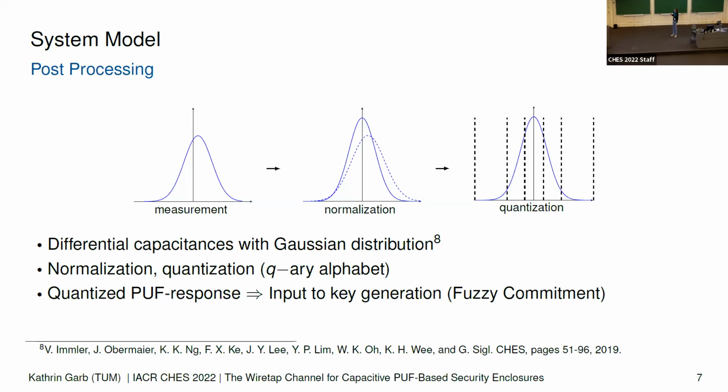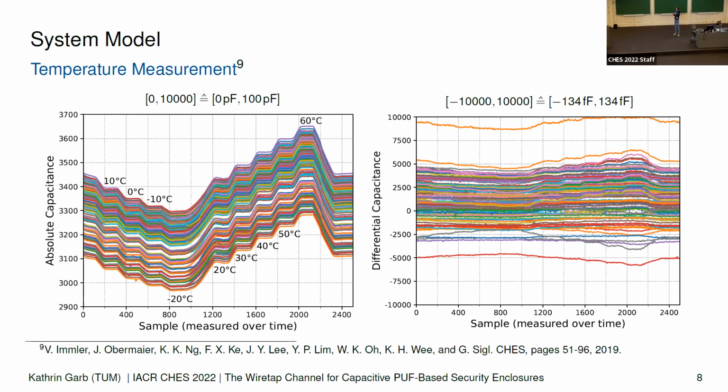The step after that is to quantize the PUF. In our case, we're using a Curie alphabet, so we're working on the symbol level. Then this quantized PUF is the input to the key generation. In our case, we're using the fuzzy commitment scheme. So let's now take a look at the different post-processing steps. Here we see the raw data for a single enclosure. This might be different for another enclosure.